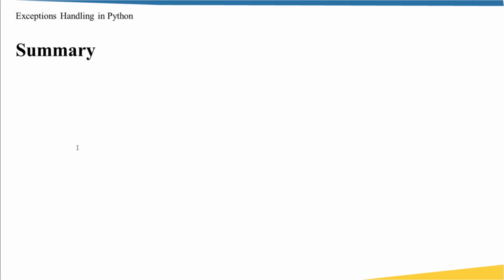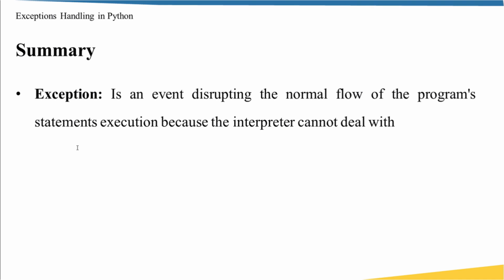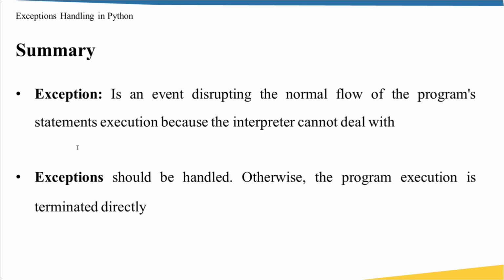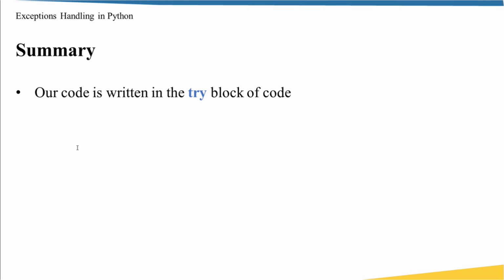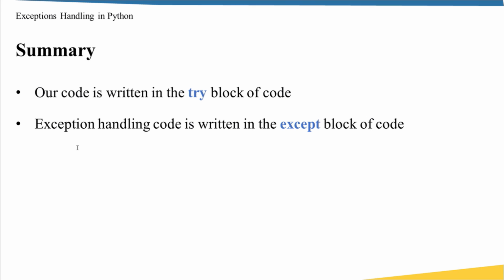Now let's recap what we have learned in this lecture. First of all, exception has been defined as an event disrupting the normal flow of the program's statement execution because the interpreter cannot deal with it. We see that exceptions should be handled, otherwise the program execution is terminated directly. In order to handle exceptions, we use the try except statement in which the business code that I want to execute will be written inside try. The exception handling code that I usually use to handle the error will be written within the except block of code.